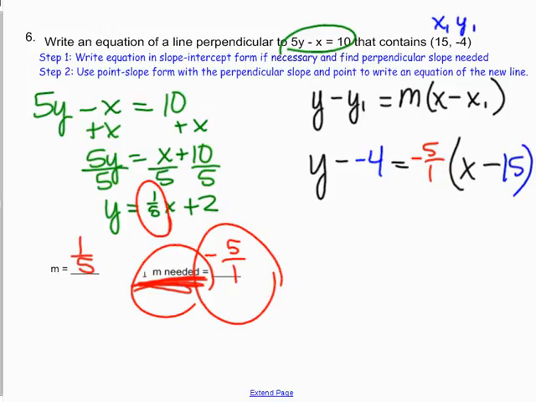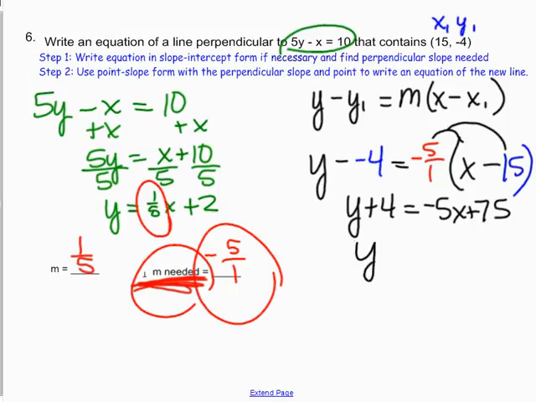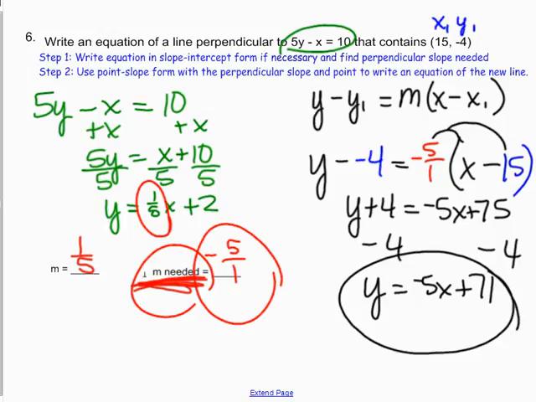When we simplify this out and do the distributing, we end up with y plus 4 equals -5x plus 75. So now I'm going to subtract 4 from both sides. We'll get y equals -5x plus 71. There's your answer.